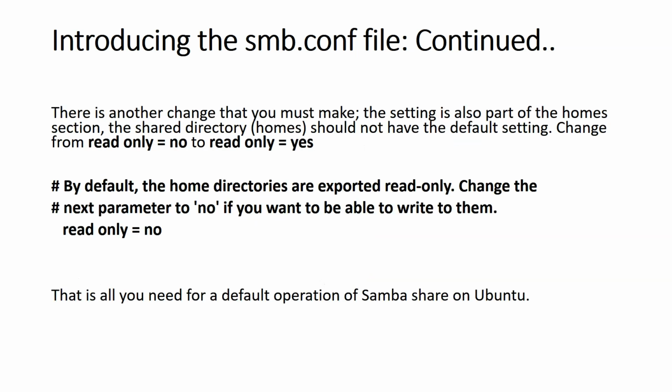There is another change that you must make. The setting is also part of the homes section. The shared directory homes should not have the default setting. Change from read only = no to read only = yes. This is all you need for a default operation of a Samba share on Ubuntu.